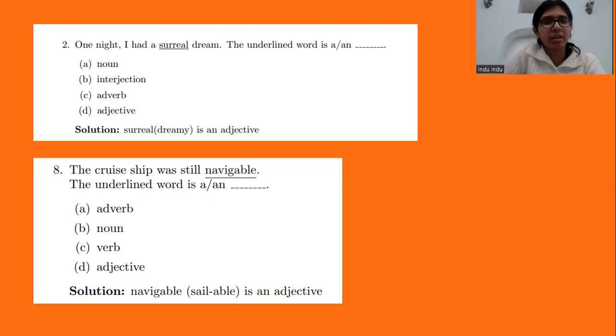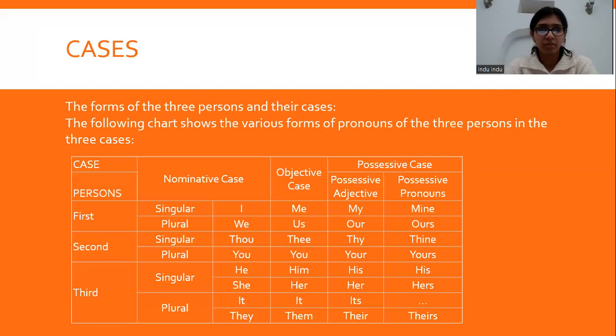The ship was still navigable, right? So what is the underlined word? The cruise ship was still navigable. Now, navigable here describes the cruise ship, the condition of the cruise ship. So it was navigable. It is an adjective, right?